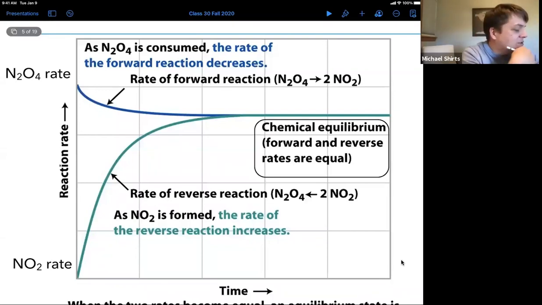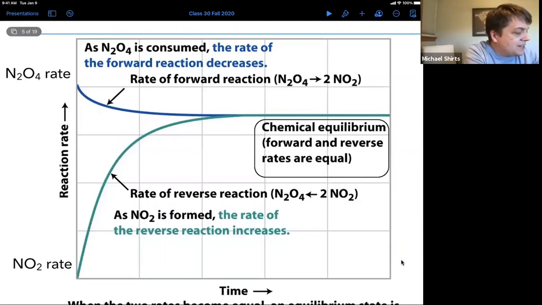Now let's look at the opposite rate, the rate of NO2 increase. At the beginning, there's no NO2. So you have all N2O4, and you get a lot of NO2 being produced. But over time, as you get more NO2, you get a lot of conversion of NO2 back to N2O4. Right at the beginning, you can't have any because there is no NO2 to undergo the reverse reaction to N2O4. But as time goes on, there's more and more NO2.